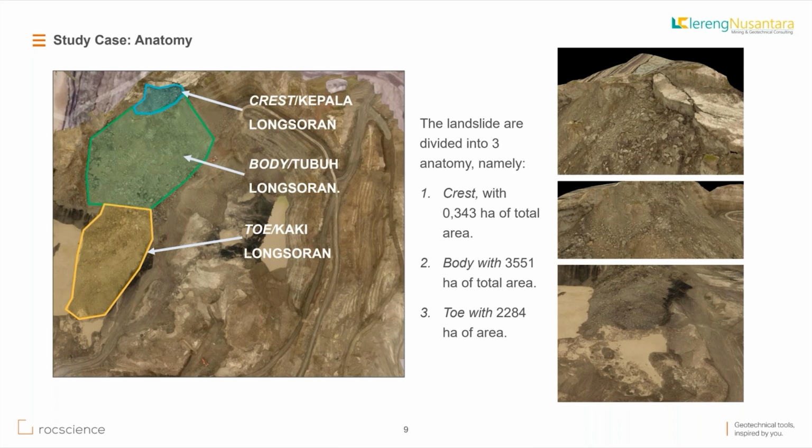The landslide is divided into three anatomy: the crown, body, and toe. The crown has a total area of 0.343 hectares. The body is 3.551 hectares, and the toe is 2.284 hectares. So it is a very huge landslide. Next, Alison.